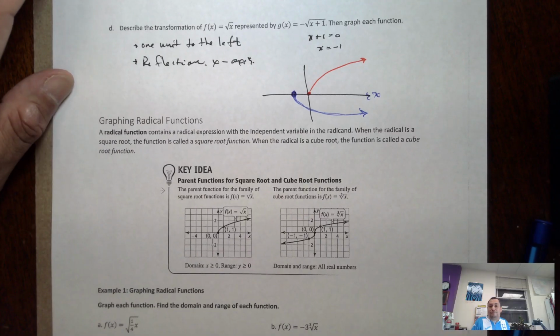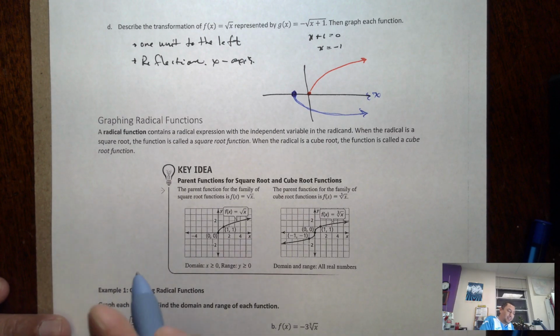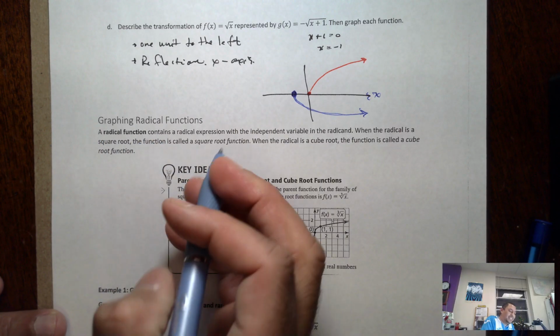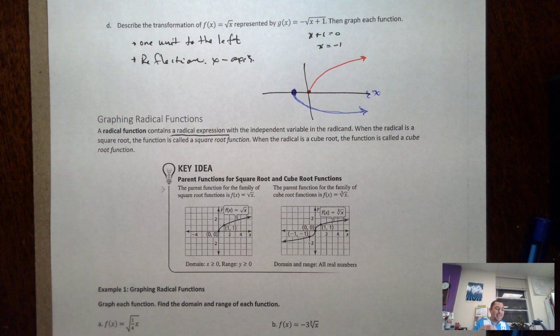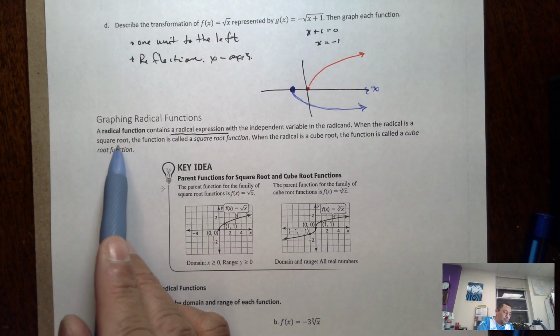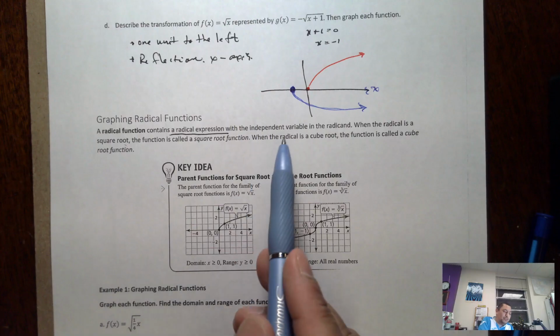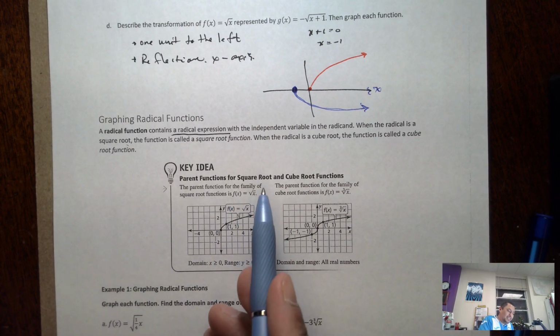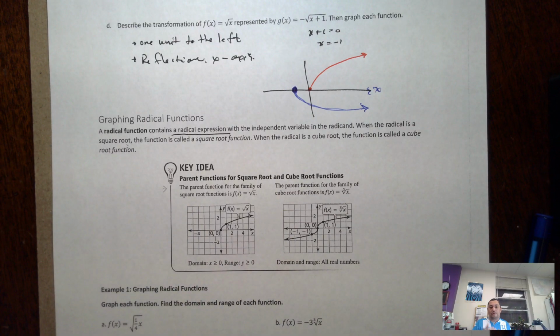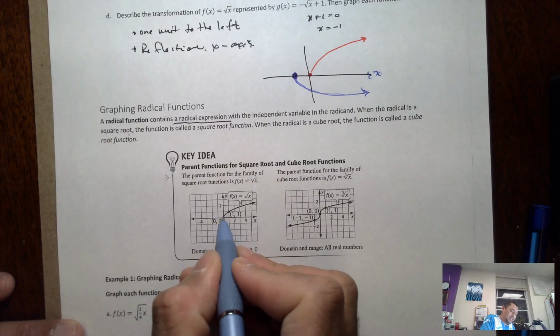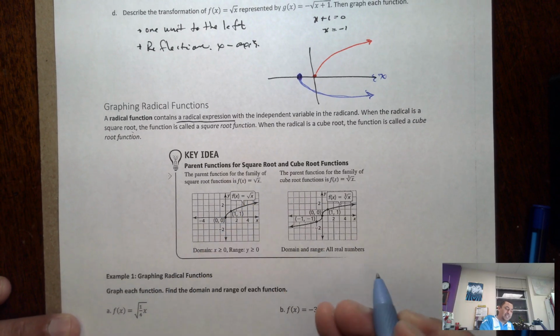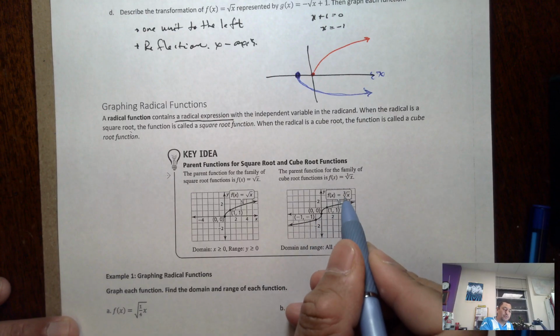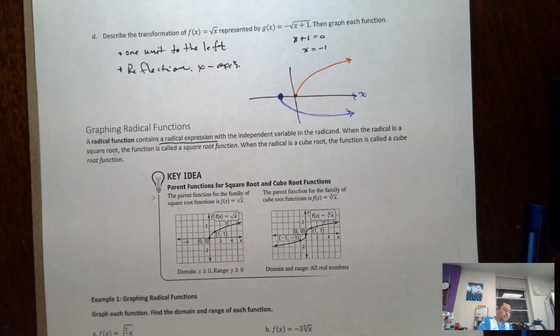So to graph a radical function, now we're going to the formal definition. A radical function contains a radical expression with the independent variable in the radicand. When the radical is a square root, the function is called a square root function. When the radical is a cube root, the function is called a cube root function, and so on. Fourth root, fifth root, and so on. Remember that the parent function is the original graph of the function, the way we have it here. So this is the parent function of the square root of x, and this is the parent function of the cube root of x. So let's do the first example.